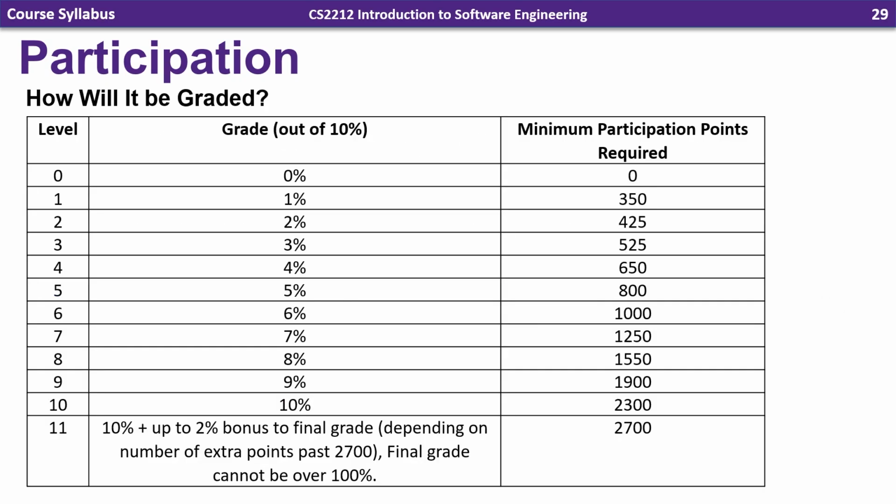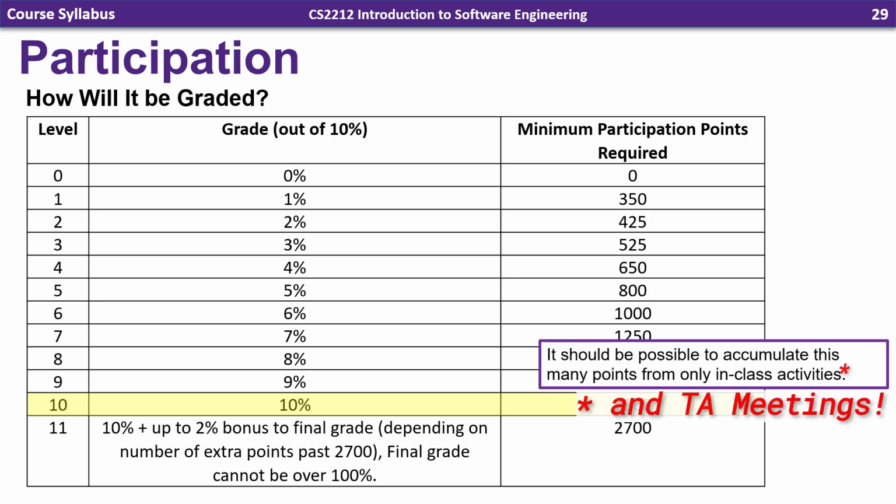So how will this be converted into a final grade? Well, it uses this lookup table. And this works sort of like an RPG's experience system, if you ever played a video game like that. The idea here is to get up to the next level or grade level, you have to get over the minimum points listed here. So for example, to get the full grade, the full 10%, you need at least 2,300 points. Now that sounds like a lot, but again, this should be possible from just going to in-class activities.